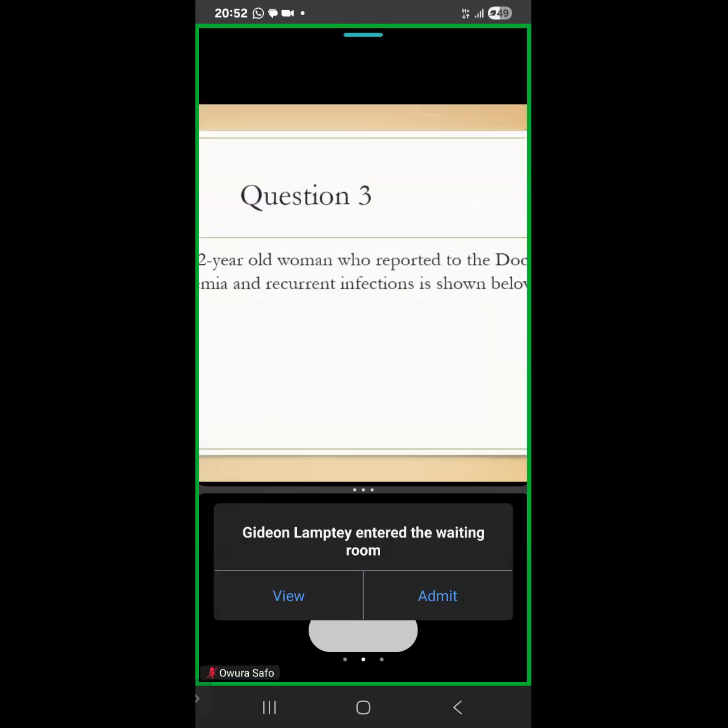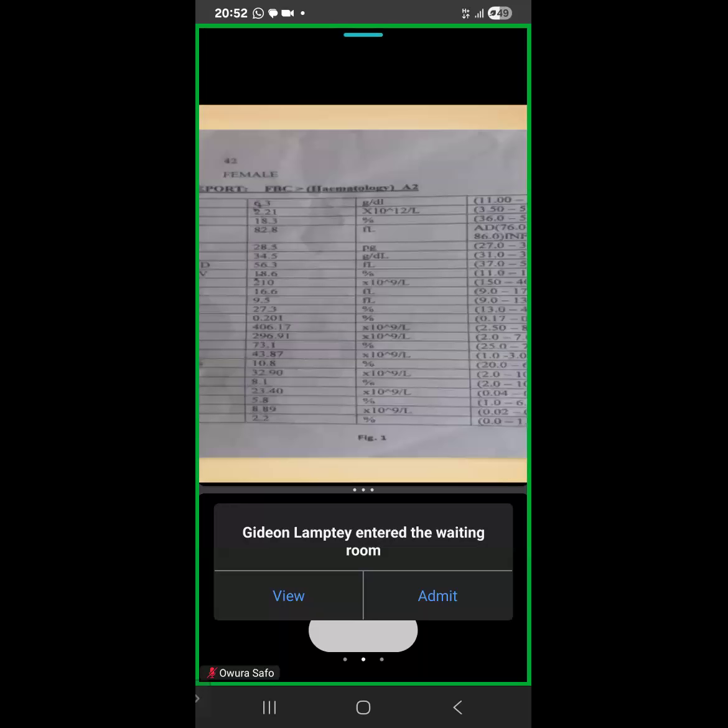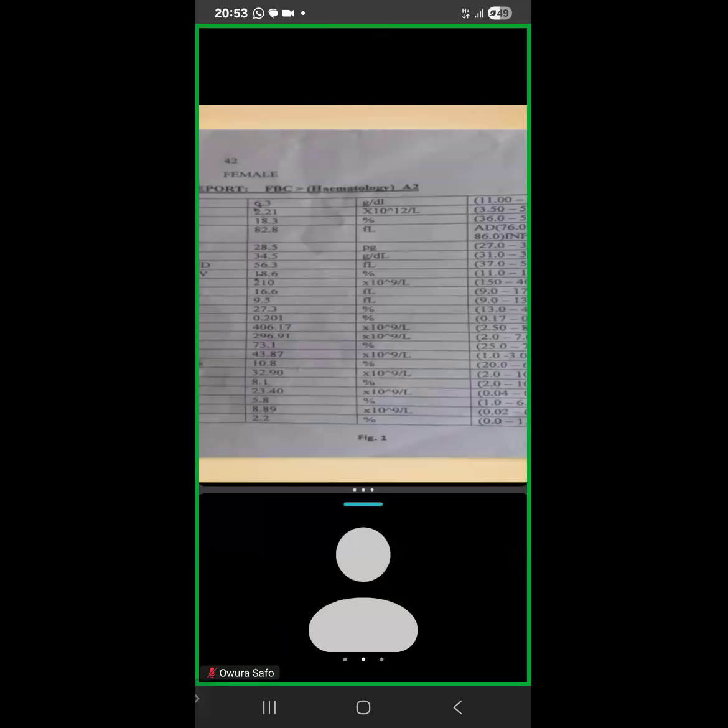Okay, I have to do this. So these are the results of the, if you can see, can you? Please, can you see the results? Yes, please. Yeah, if you can see the results, we are to comment on the results first.